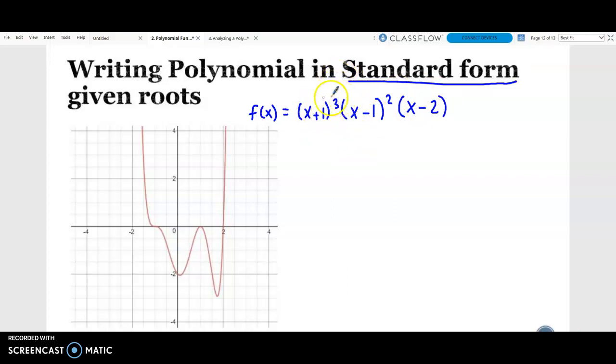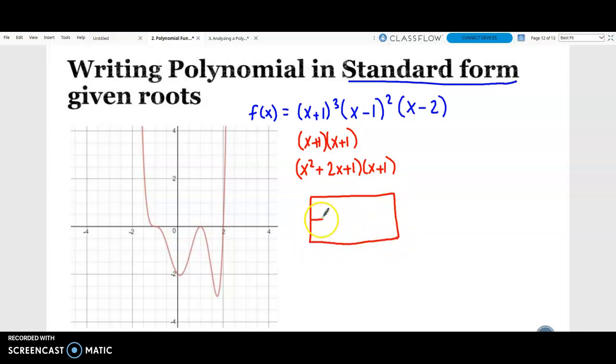Now, do not distribute. You can't do that. Again, that favorite mistake that's on my bulletin board. You can't do that. You need to do the x plus 1 times x plus 1 times x plus 1. So x plus 1 times x plus 1, that would be x squared plus 2x plus 1. And then I need to multiply it times another x plus 1 again. You could do the box method, and do x squared plus 2x plus 1 times x plus 1.